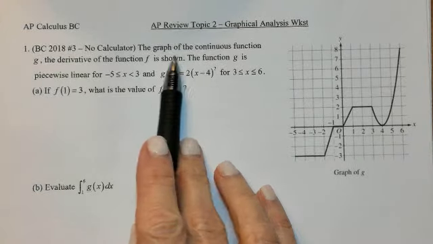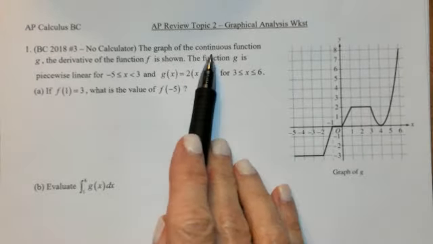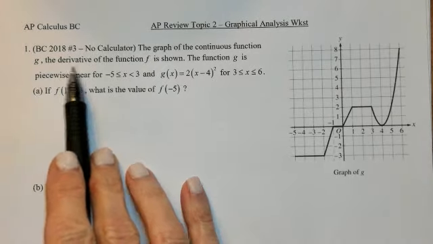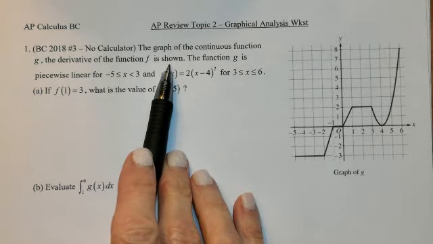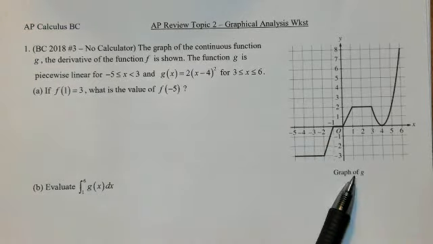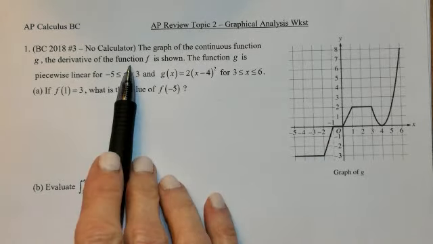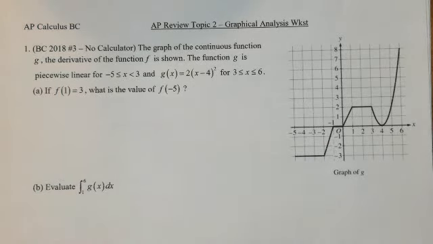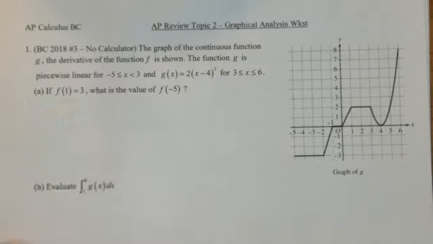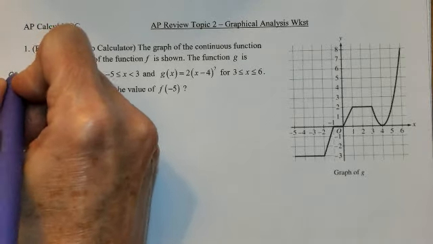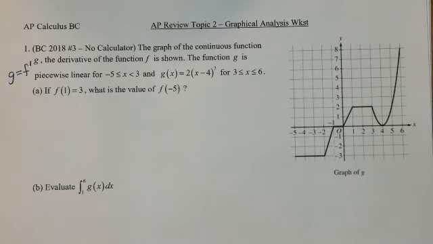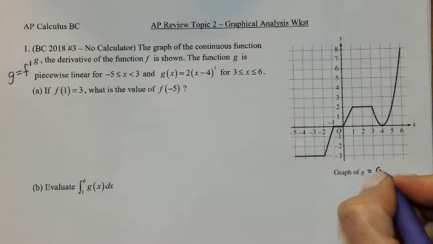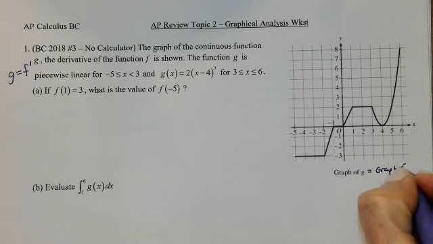For this problem, they say that the graph of the continuous function g, which is the derivative of the function f, is shown. So they're telling us that g is the derivative of f. I'm going to write that down. G is the derivative of f. So g is equal to f prime. So over here where they give us the graph of g, they're also giving us the graph of f prime.